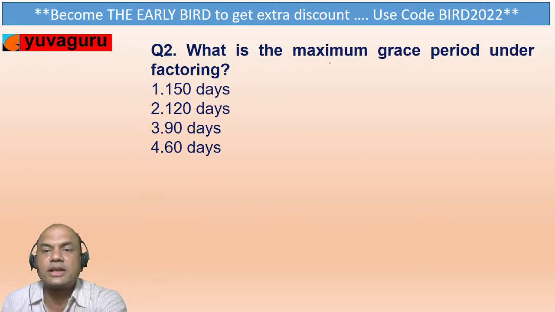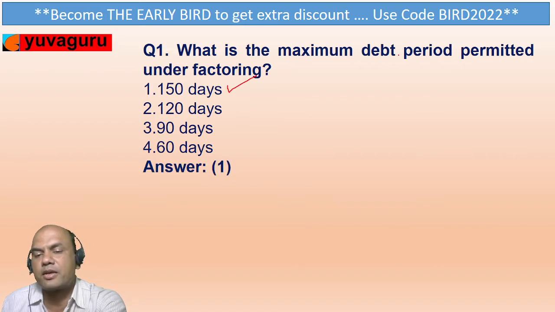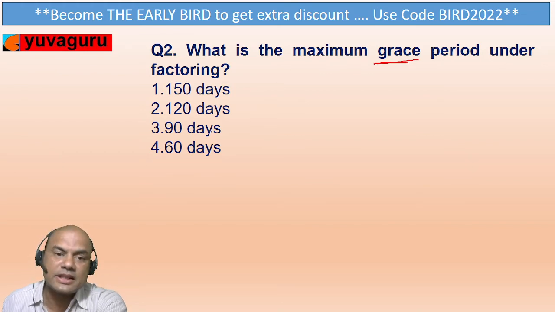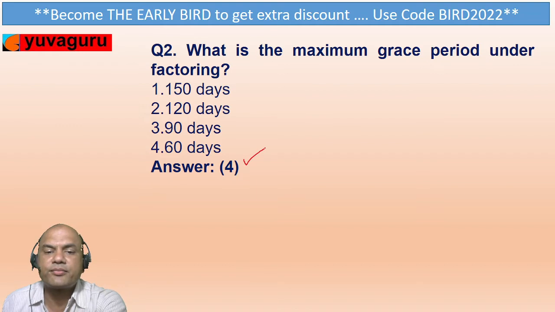Next. What is the maximum grace period provided under factoring? What do you mean by grace period? Grace period is ahead of this debt period, 150 days plus the grace days. So grace days is 60. Type the answer.